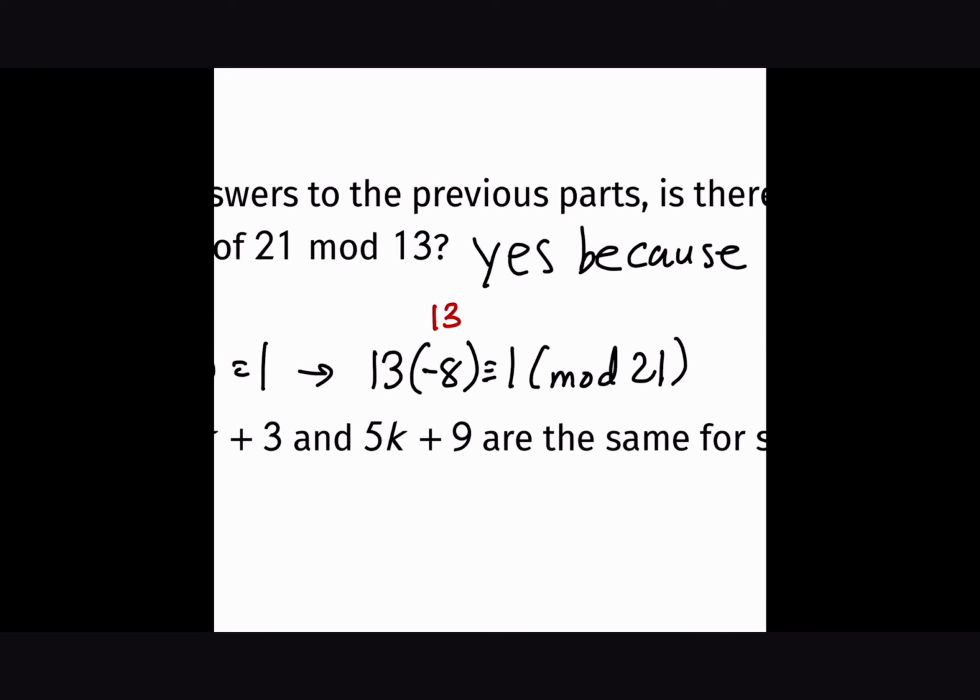So our multiplicative inverse of 13 will be negative 8, but in mod space we can only go from 0 to 20 in this case. So from negative 8 to mod space, we just add 21. So 21 minus 8 is 13. Thus, the multiplicative inverse of 13 is 13 itself.